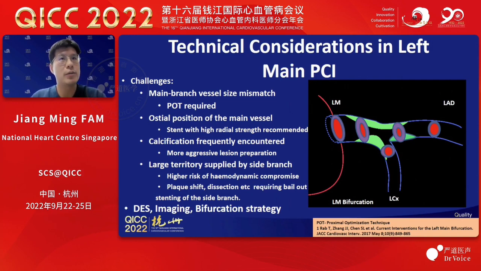Because the side branch tends to supply a larger territory, the risk of hemodynamic compromise is higher from plaque shift or dissection, requiring broad stenting of the side branch. Generally, in order to overcome these technical challenges, optimal PCI is necessary to improve clinical events. This includes the use of coronary imaging such as IVUS, appropriate bifurcation technique, and the appropriate choice of DES.